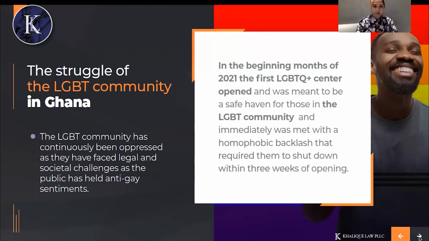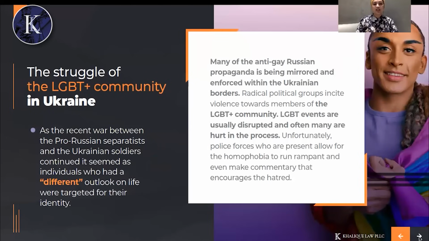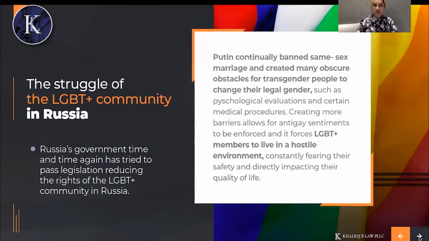We've also represented many people in Ukraine, and then of course Russia. There's a lot of overlap between these countries and the other former Soviet countries.